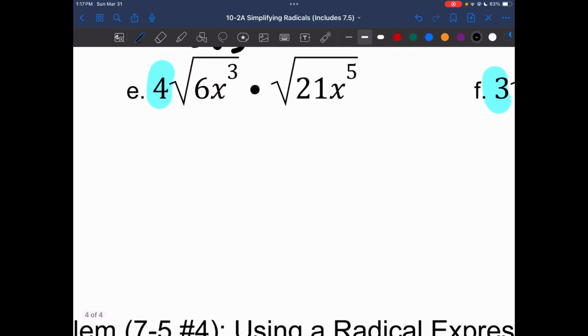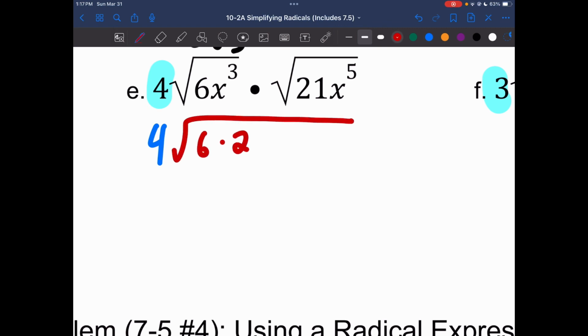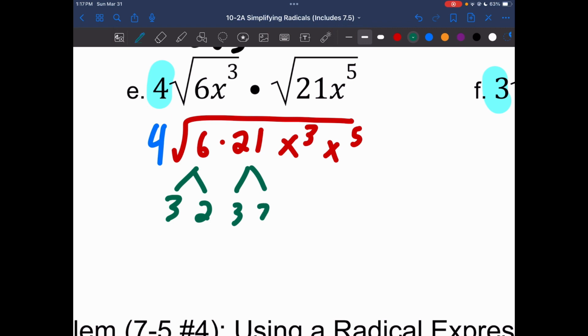Okay. Letter E, we've got the problem that I reminded you that we have a 4 out in front of. So we combine everything under the radical. We start with our coefficients, 6 and 21. And we've got x to the 3rd, and we've got x to the 5th. If you want to combine those right away and see that it's x to the 8th, go for it. It'll simplify your work. We have a 3 and a 2. We have a 3 and a 7. And now we've got x squared x. This is x and x to the 4th. So let's look at our pairs.